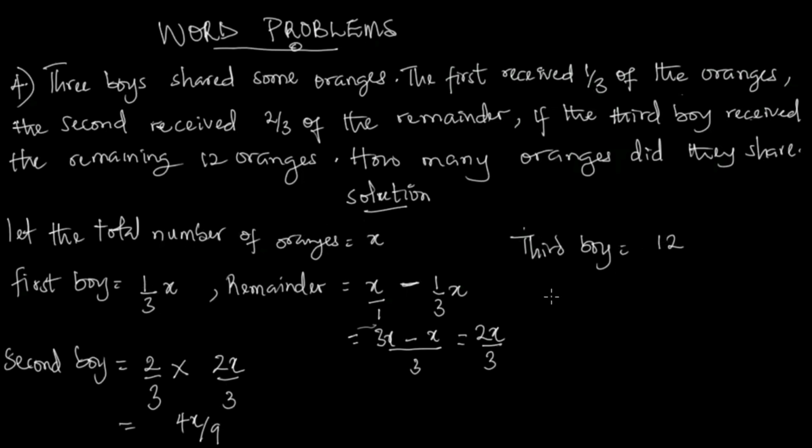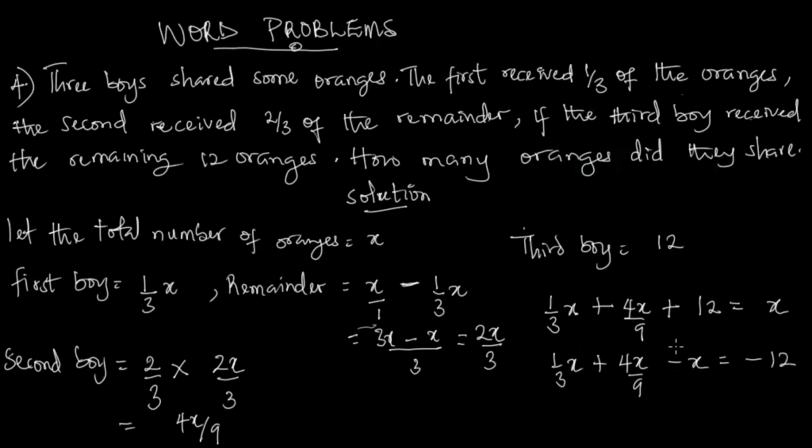So first boy received 1 over 3x, 1/3 of the oranges. Second boy received 4x over 9, 4/9 of the oranges. And the third boy received the remaining 12 oranges, and that is equal to the total number of oranges. Alright, now we can simplify this, and we could say 1/3 of x plus 4x over 9 minus x equals to minus 12. Now when we simplify this, we're going to get minus 2x over 9 equals to minus 12.